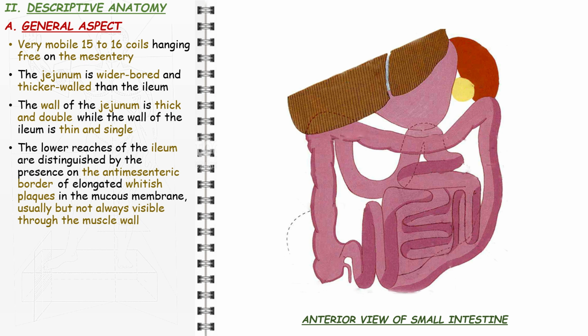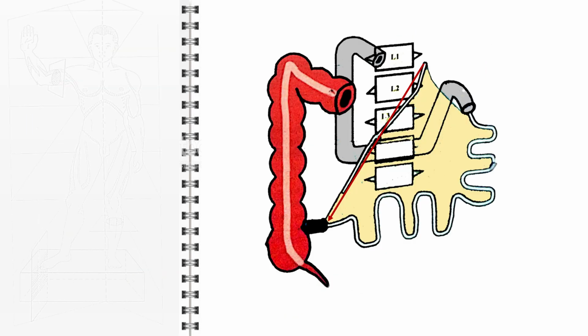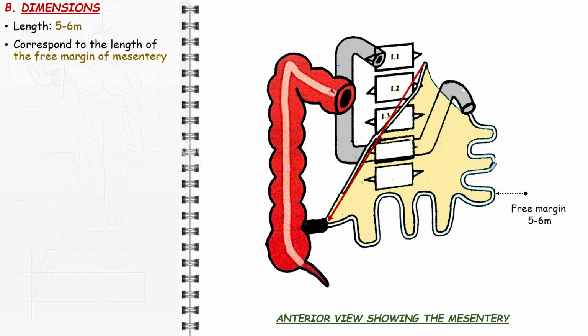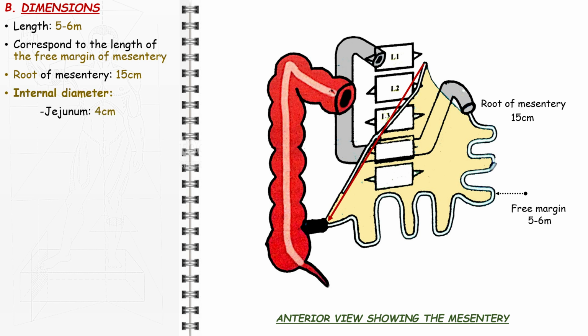Each coil is U-shaped, concave towards the midline. The limbs are in contact with each other. The jejunum and ileum are 5 to 6 meters long. It corresponds to the length of the free margin of the mesentery. The root of the mesentery is 15 centimeters long. The internal diameter of the jejunum is about 4 centimeters while that of the ileum is 2.5.